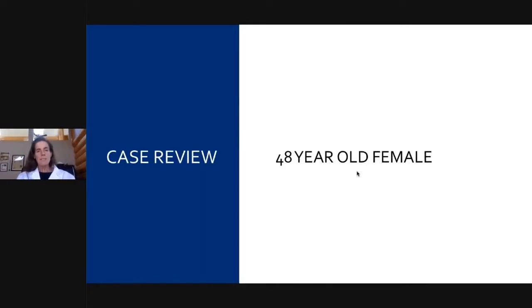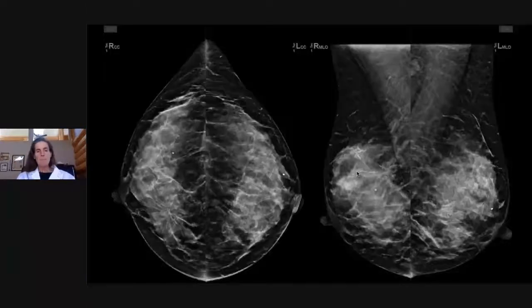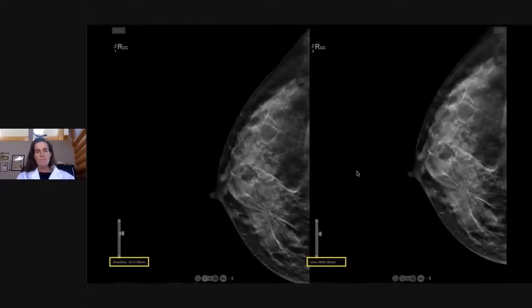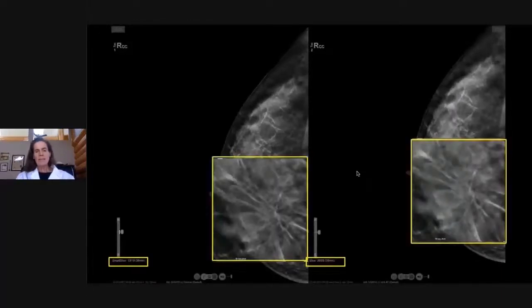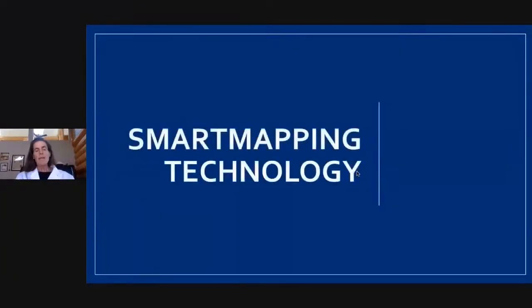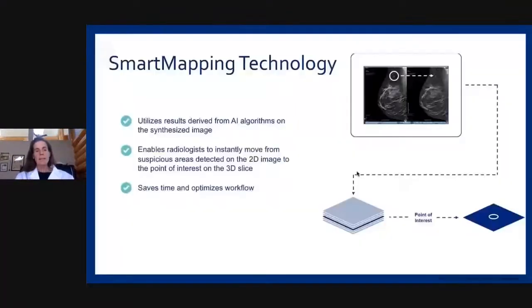Our next patient is a 48-year-old female, and her abnormality is in the right breast. And you can see this abnormality there. And again, highlighting the difference in the improved resolution with the smart slices. Invasive lobular cancer.